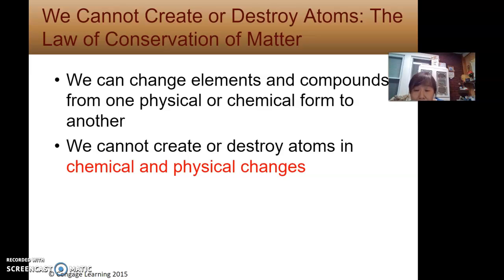And then one of the important laws covering environmental science, chemistry, biology, and physics is the law of conservation of matter. We can change elements and compounds from one physical or chemical form to another. However, we cannot create or destroy atoms during chemical and physical changes. Just keep in mind, during nuclear reaction, we can destroy the uranium-235. So when you write the law of matter conservation, don't forget the phrase "in chemical and physical changes."